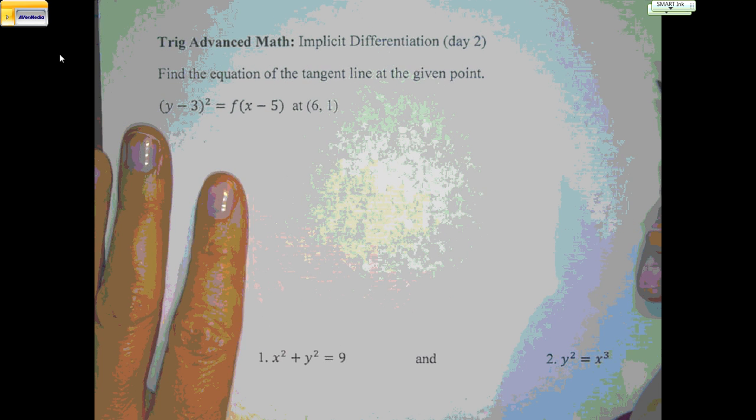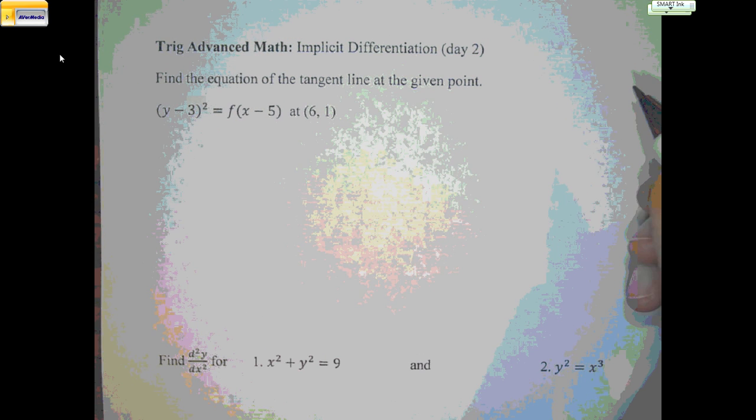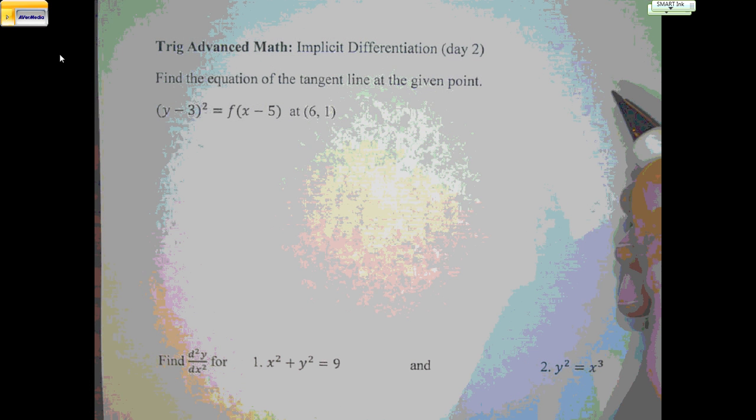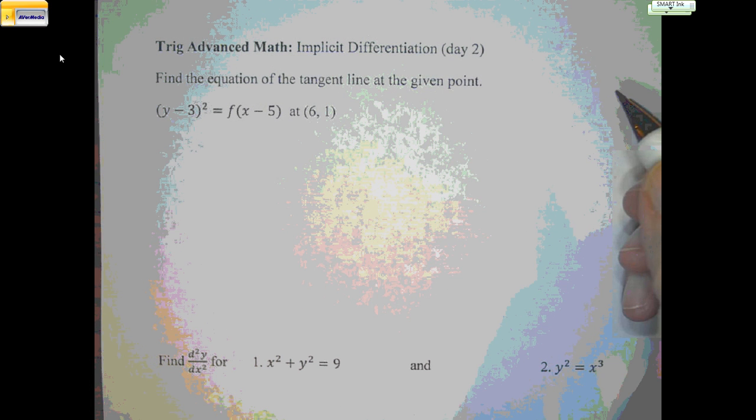Guys, we're going to do some more work with implicit differentiation today, just taking it a little bit further. Let's look at this first question. It says to find the equation of the tangent line at the given point. So far, this is not any different than what we did yesterday. We're going to solve this one implicitly, just like we did yesterday.